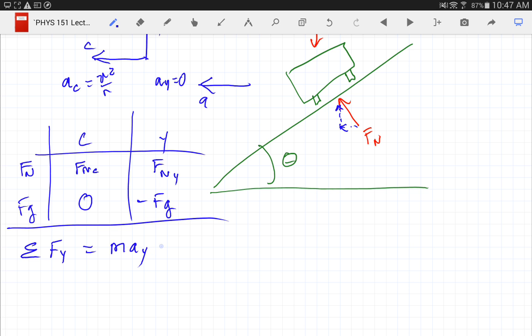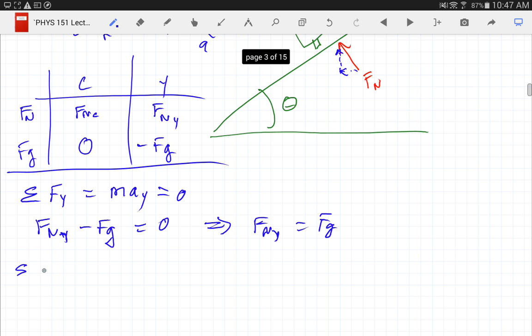And thus I can do sum of the forces in the y direction is equal to mass times acceleration in the y direction, which was 0. And so I have force normal y minus force of gravity equals 0. So force normal y is equal to force of gravity, right? And then if I do sum of the forces in the center direction, I have force normal center equals mass times velocity squared over the radius. Wow, that one was done in one step.